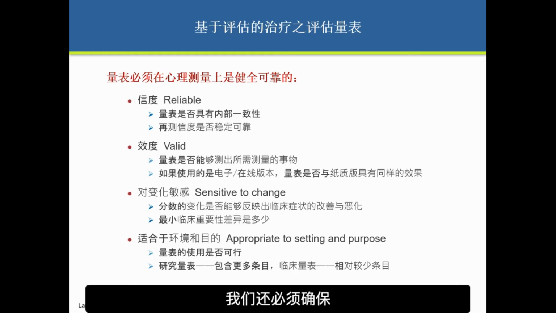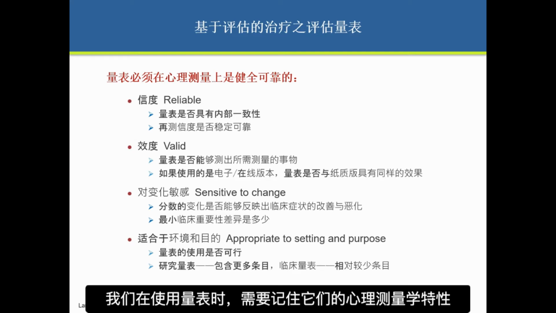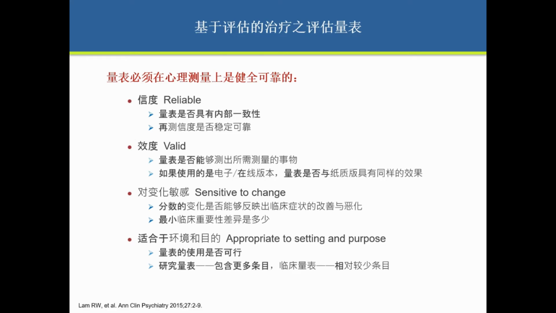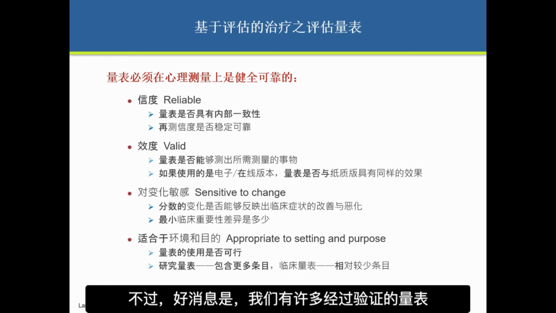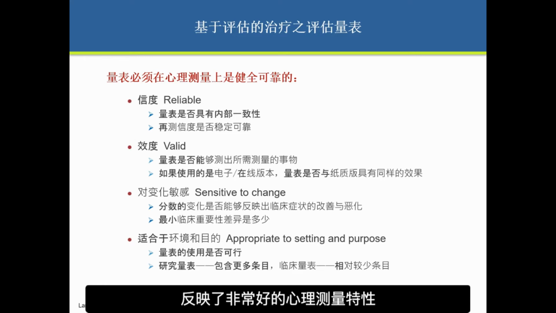We have to also ensure that the rating scales are appropriate to the setting and the purpose. So for example, for research scales, the more items, the better, because it gives you a more reliable measure. But for busy clinical settings, we want the fewest number of items in order to reduce patient burden in completing the scales. So we have to remember the psychometric properties of the scales when we're using them. The good news, though, is that we have many validated scales that reflect very good psychometric properties.